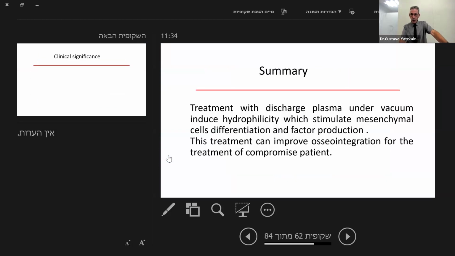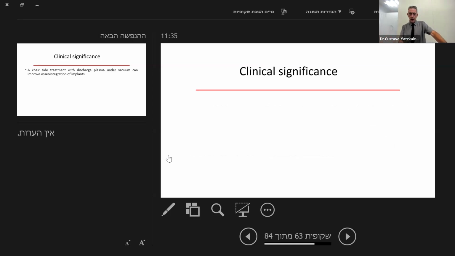You can be totally quiet. Okay. In summary, this device that we are presenting today, and the team will show you, induces hydrophilicity and stimulates the mesenchymal cells. In other words, it improves the osseointegration. What is the clinical significance?